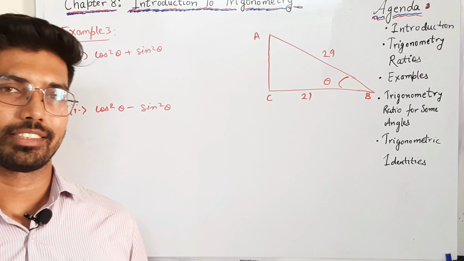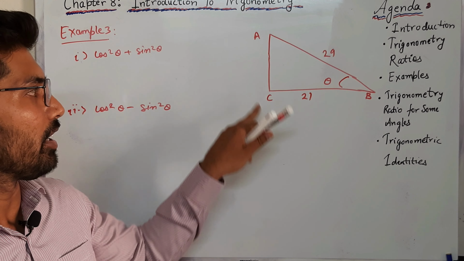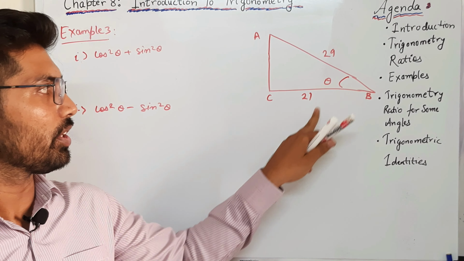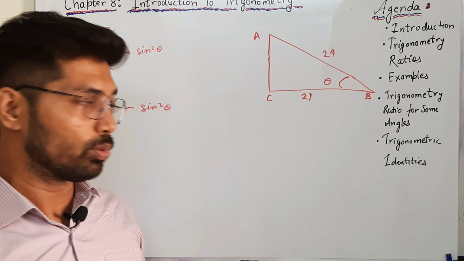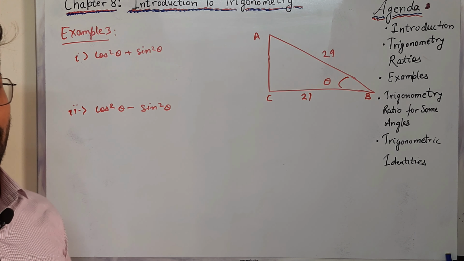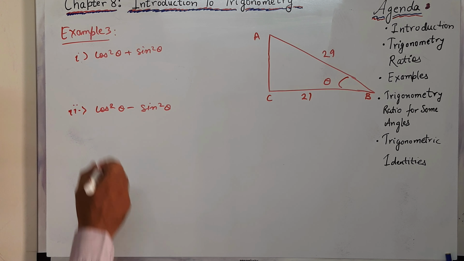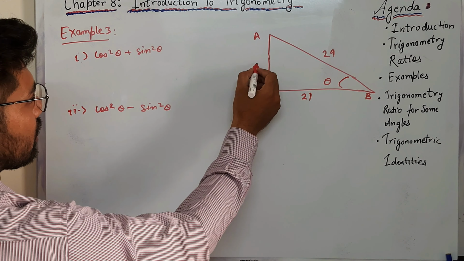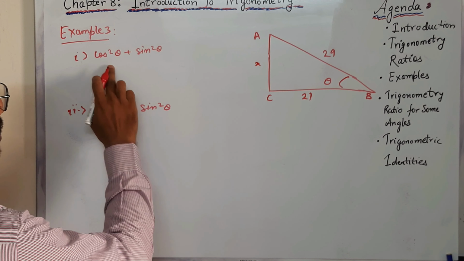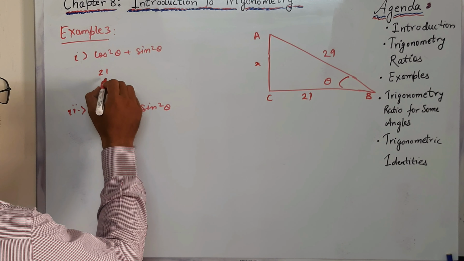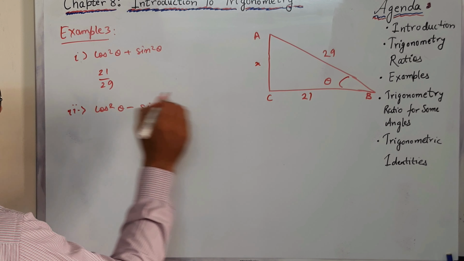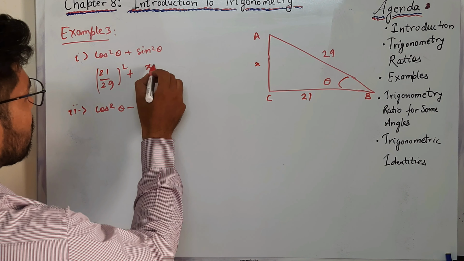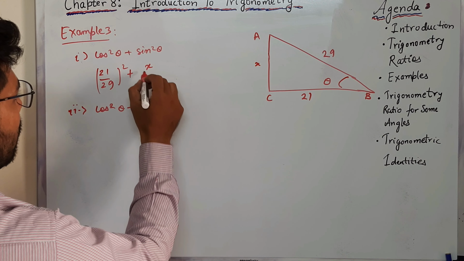Okay guys, now come to the next example, example 3. In this we have a right angle triangle, right angle at C, and we are given BC and AB. BC is 21 and AB is 29, and we have two questions here. First, we need to find the value of this one. Before calculating, you know cos square theta plus sin square theta. For example, this is x. So you know cos theta is 21/29, and this we need to square, plus sin theta is x/29, so this will be x/29 square.